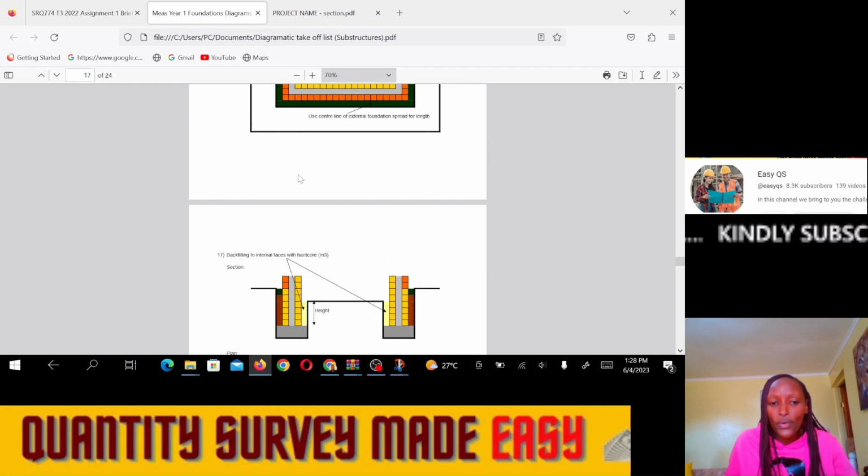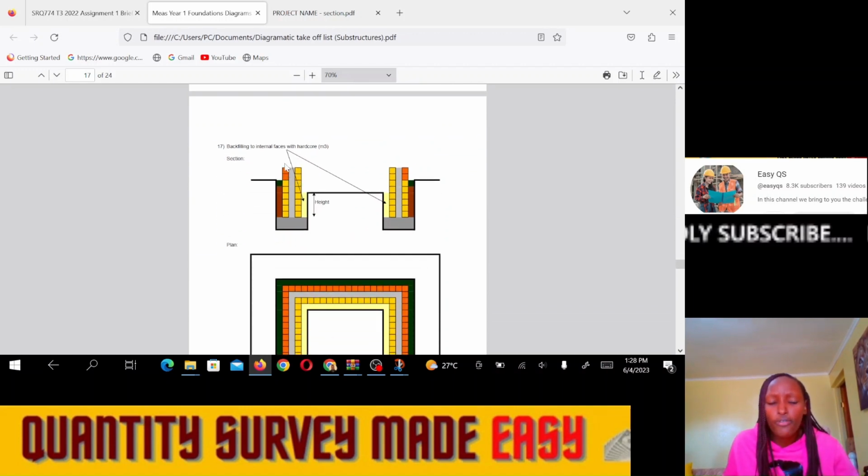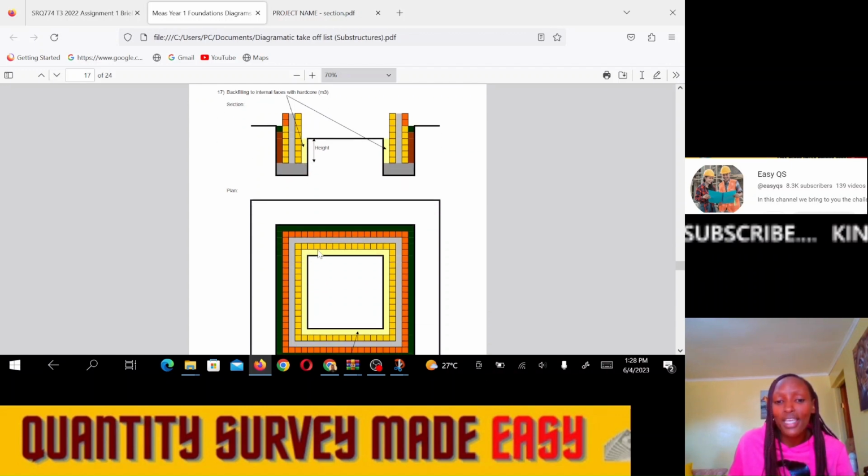Okay, so the next item is backfilling to internal faces with hardcore. When we are reinstating, we are backfilling the inside of the trenches up to the reduced level. We are using hardcore, and hardcore is measured in meter cubed. So how do we measure the volume of the hardcore that we shall use? We shall find the center line of this yellow part. You see, this yellow part is where we are backfilling using hardcore up to the reduced level, because from the reduced level it's something else that is continuing. So we shall take the center line of the hardcore for this yellow part. The center line is at the center, then we multiply by the height up to the reduced level.